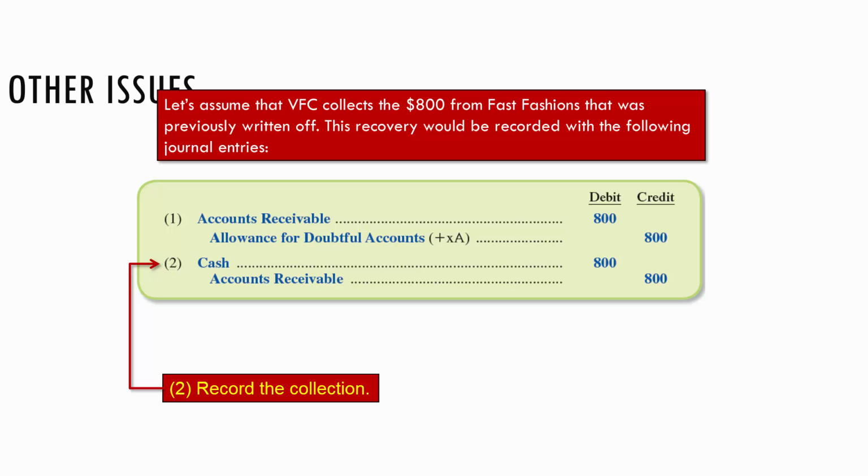Okay, in our next PowerPoint voiceover, we're going to talk about notes receivable and why we would use notes receivable versus accounts receivable.